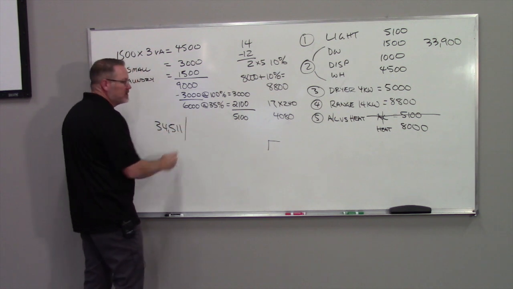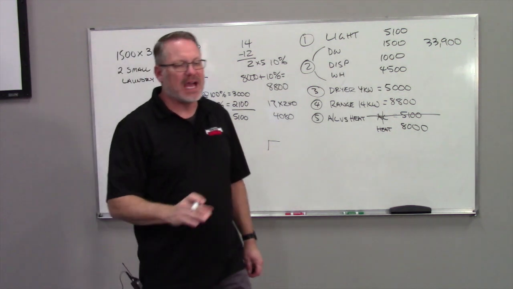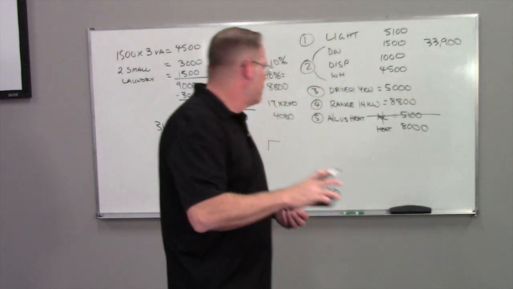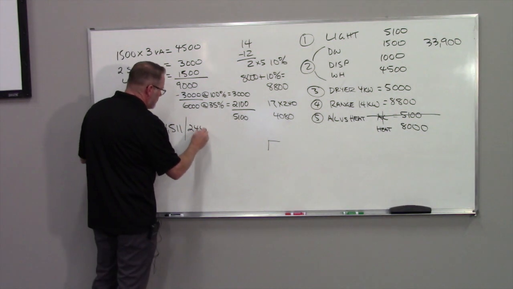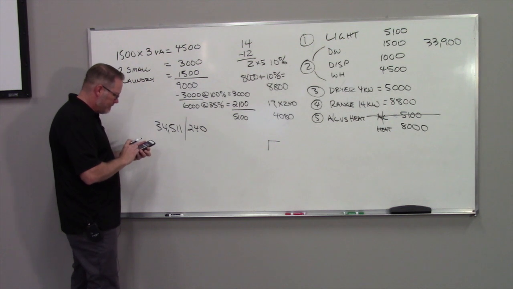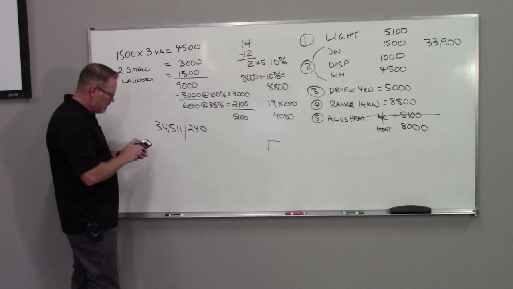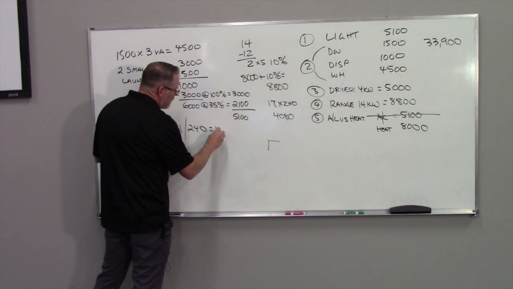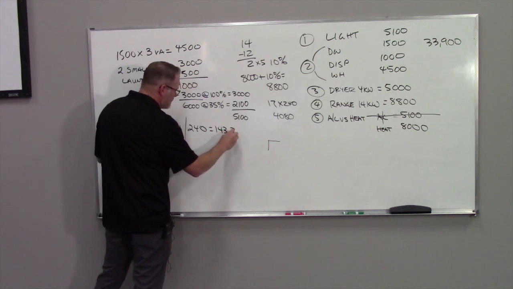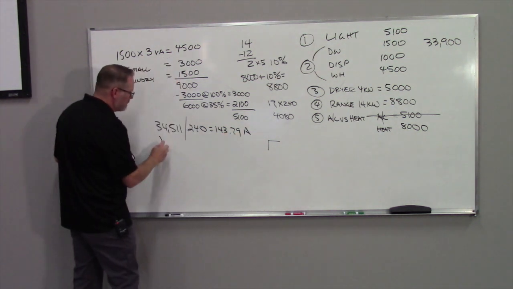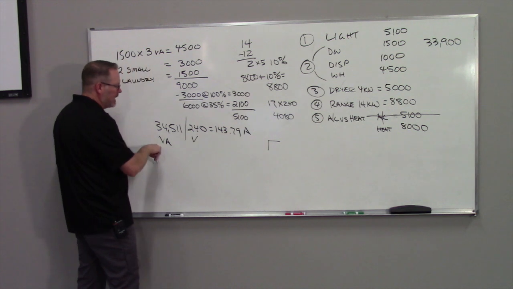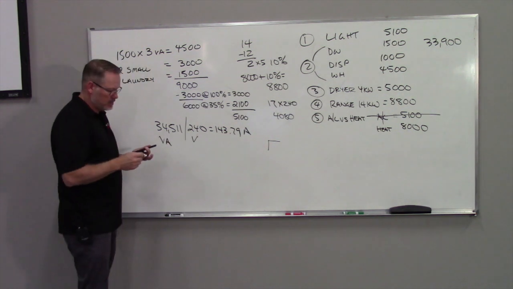If I want to size my service, what I'm going to do is divide that by my source voltage. In this case, my source voltage was 240 volts, right? So I'm going to take my 34,511 divided by 240, and that's going to give me 143.79 amps. So if this is volt amps, and this is volts, volt amps divided by volts will give me my amps. All right?